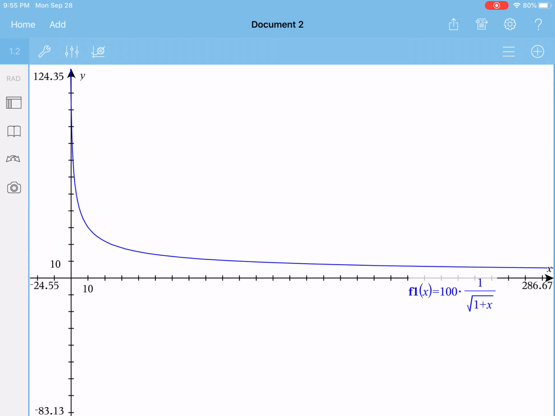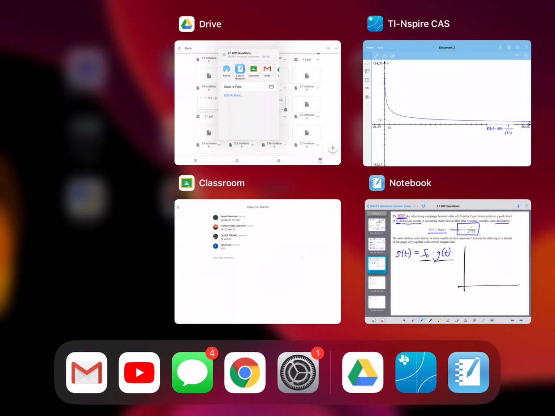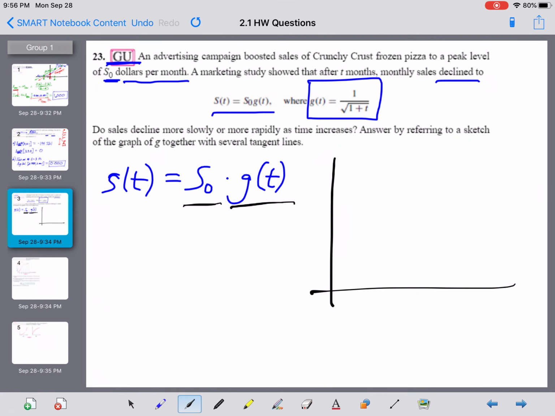I could think about that. The y-intercept occurs when x is 0. And when x is 0, we're going to take the square root of 1 plus 0 on the bottom, which is 1. 1 over 1 is 1, times 100 is 100. So yeah, that's what this one looks like. Okay, so let me go ahead and draw that graph really quickly on my paper here, guys. We have a y-intercept right here that's equal to the value of S naught.